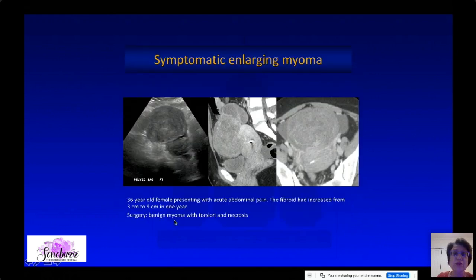So this is a symptomatic enlarging myoma. This is a 36-year-old patient who presents with acute abdominal pain. The fibroid that we see here had increased from 3 centimeters on a prior CT to 9 centimeters on a more recent CT. And of course, we were really quite concerned about it. But at surgery, and that's probably why she had the pain, she had a benign myoma with torsion and necrosis. We all were worried that it was a leiomyosarcoma because of the very rapid enlargement. It turns out that probably because she had torsion and necrosis, it enlarged. Who knows?